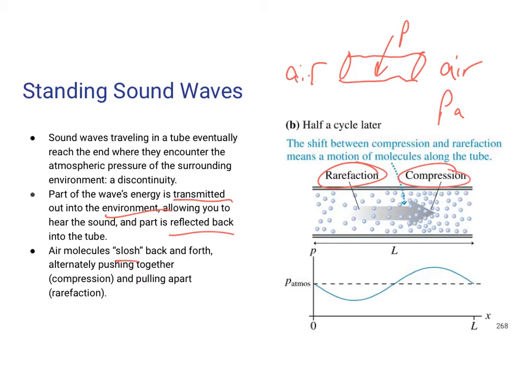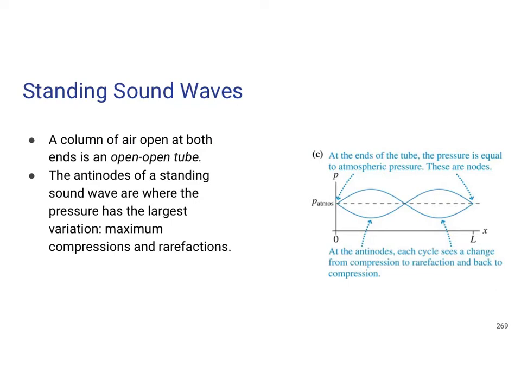So some of the air molecules leave the tube and hit your ear, and some continue to slosh back and forth. Then maybe the next time, that molecule gets to leave the tube, or I should say the energy from that molecule, not the molecule itself, gets to go into the medium and eventually hit your ear. We can break these into a couple of different types of tubes, and what's interesting is the consequences of those.